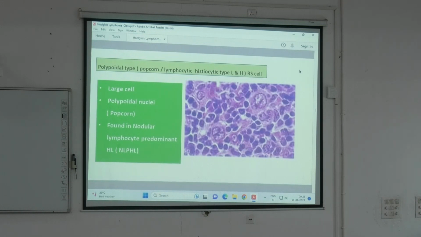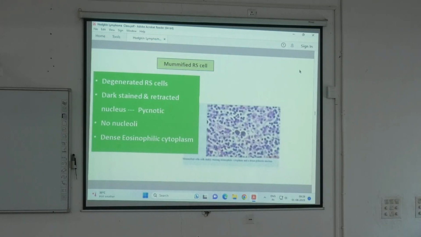One is this popcorn cell. I told you it looks like popcorn. See this folded nucleus, found in nodular lymphocyte-predominant Hodgkin lymphoma. Another is the mummified cell, with a small pycnotic nucleus and condensed eosinophilic cytoplasm. This also is a mummified, dying cell, pycnotic. It is not characteristic of any subtype, but you can get it in any subtype.